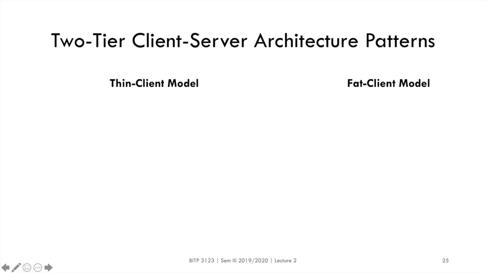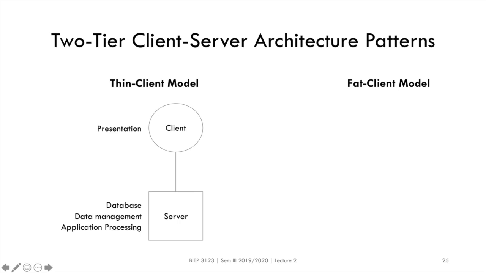We have client and then we have server. In this model, we need to allocate the layers in the layered architecture. We have seen the layers in the previous slides. Now, we assign the layer to the client and the server. So, this is the complete look of thin client model.